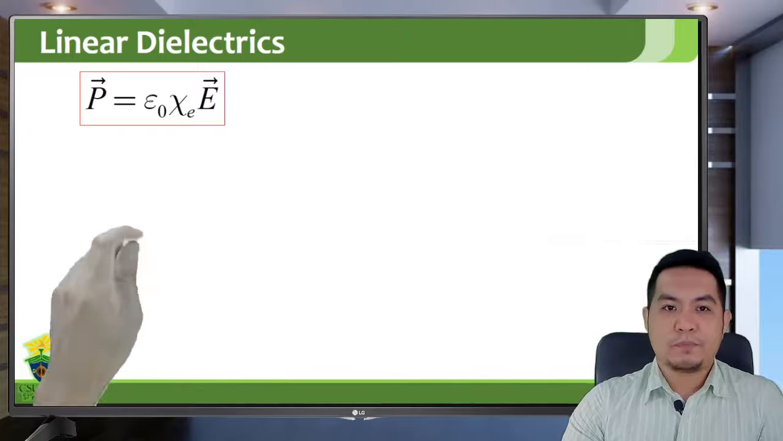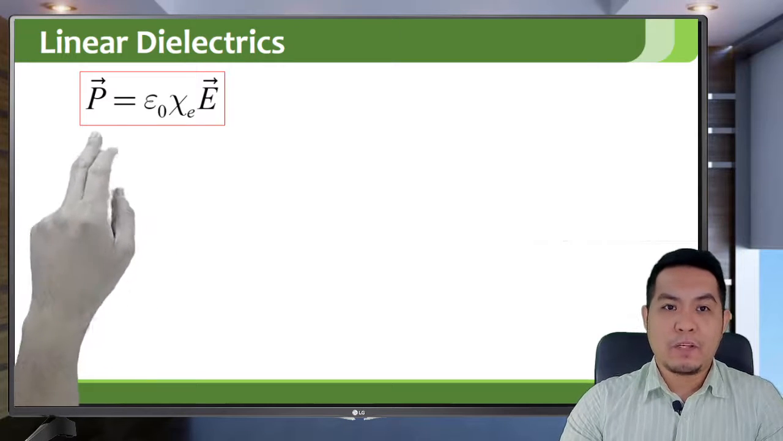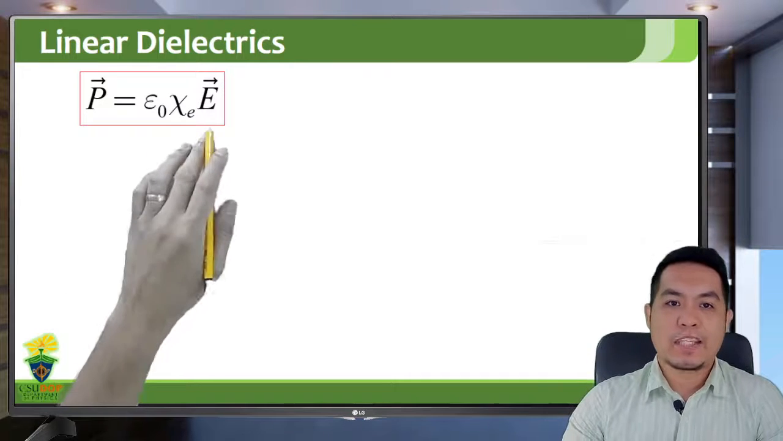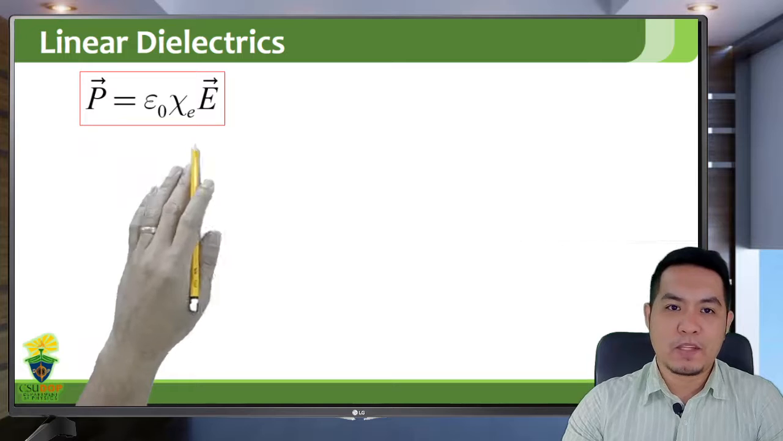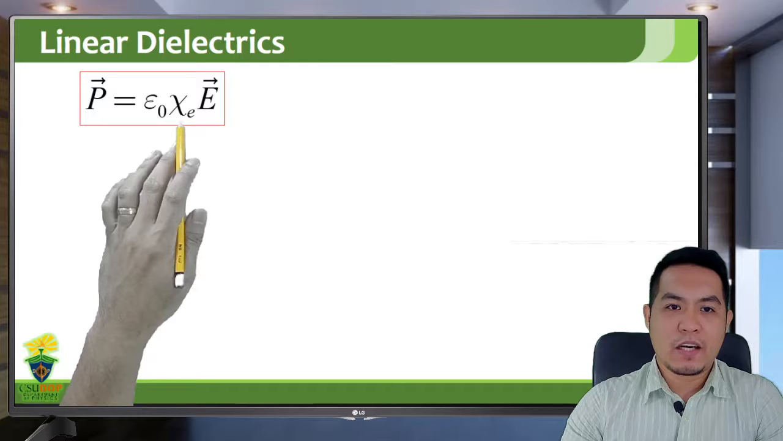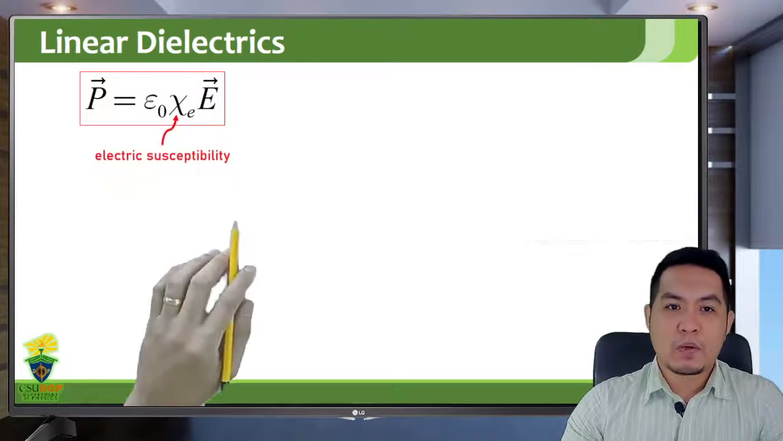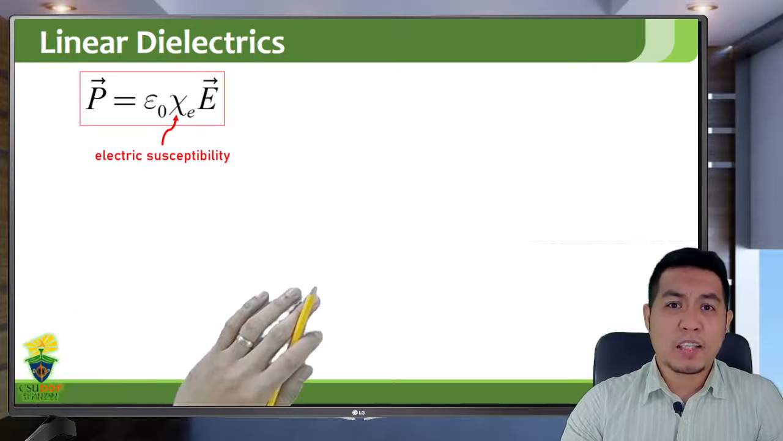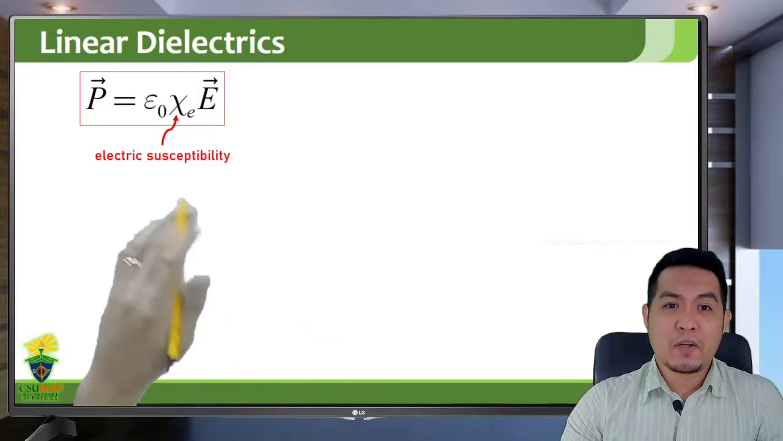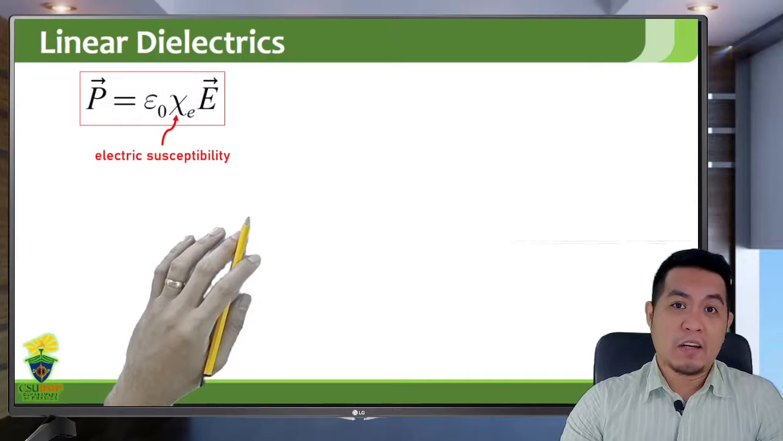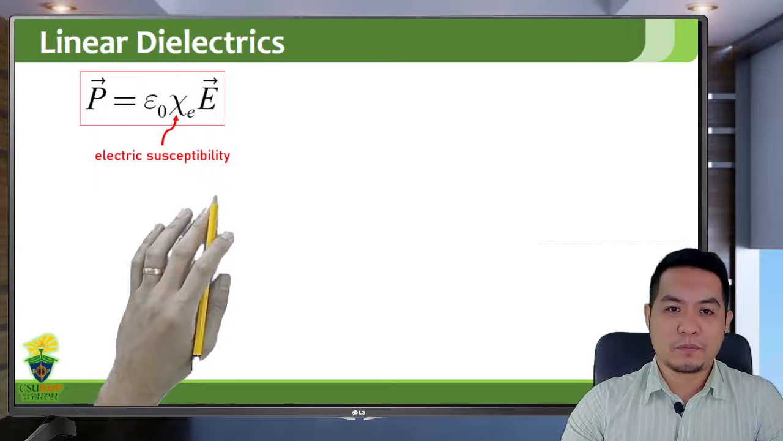The linear relationship between the polarization and the electric field inside a polarized object is given by this equation. Epsilon naught is the permittivity of free space, and this Greek variable here, chi sub E, is what we call the electric susceptibility. It's pretty much related to polarizability. If your material is susceptible to electric field, then it can be easily polarized, and vice versa.